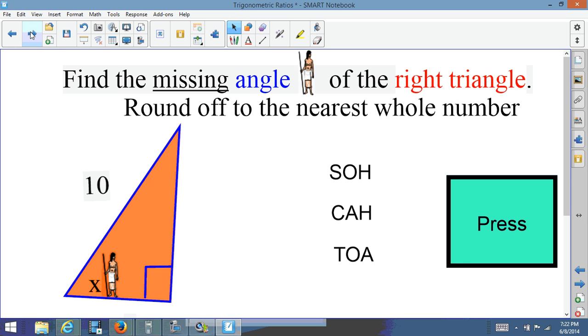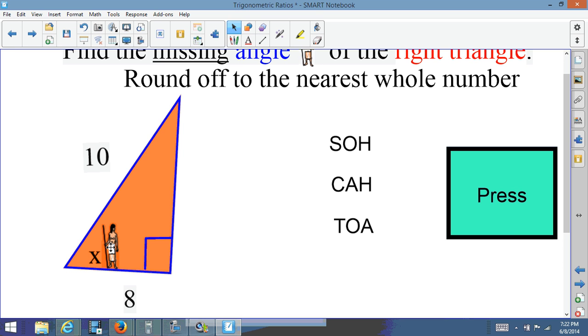So here, we're going to find the missing angle of the right triangle. Round off the answer to the nearest whole number. Here we have SOHCAHTOA sitting at the bottom of the mountain next to the letter X. So we want to find X degrees. What is the angle that he's shooting to kill the lion? We have 8 and we have 10. So we have to find out, by spelling SOHCAHTOA, which part of his name he is going to use. Is he going to use sine, cosine, or tangent? We have to determine what these other letters are.